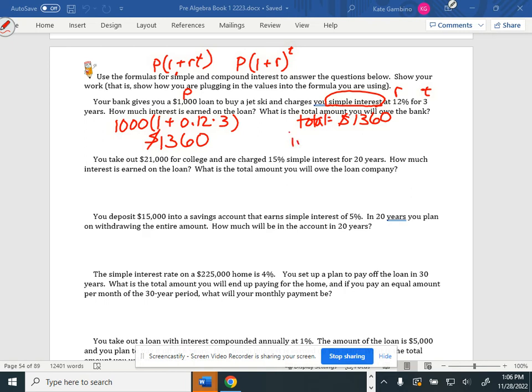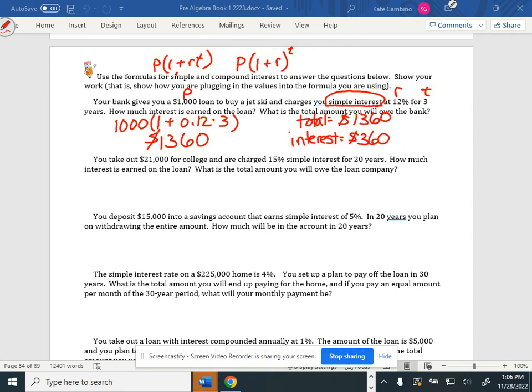How can I find out the interest? How do I answer that part, Mario? 1,360, subtract out the original principal, and what's left is the amount of interest I'm being charged. So how much interest is that loan earning? Evan? 360.